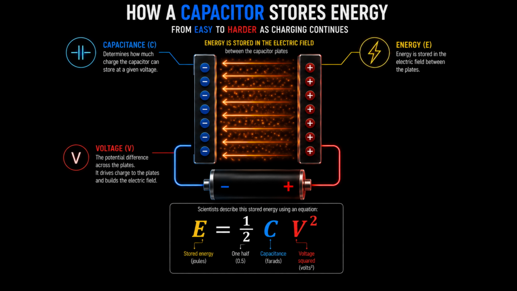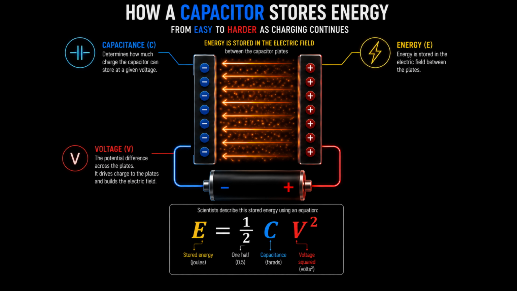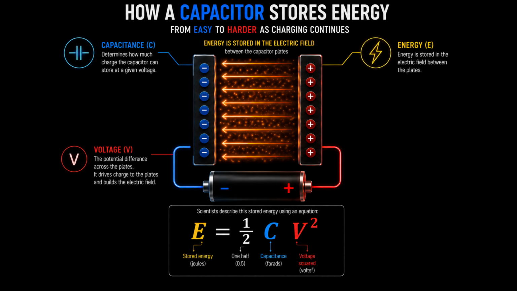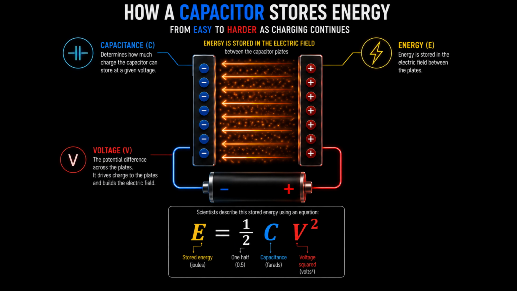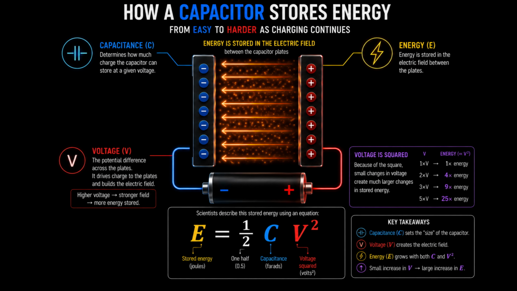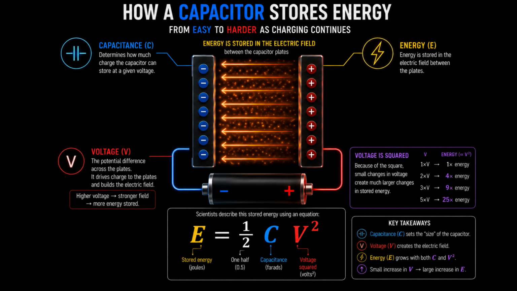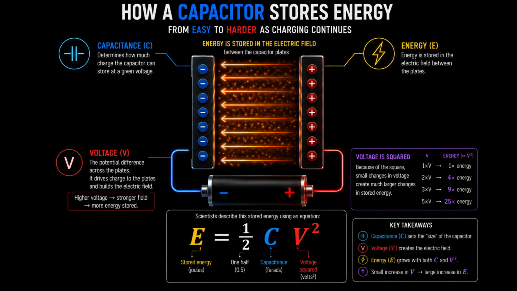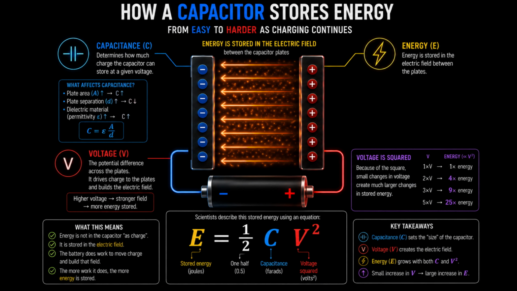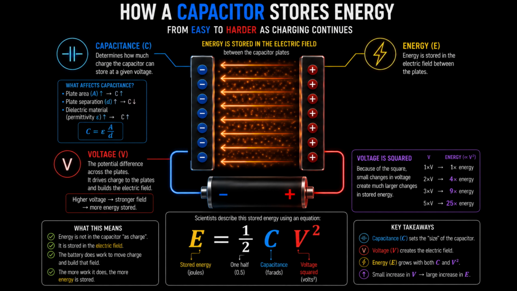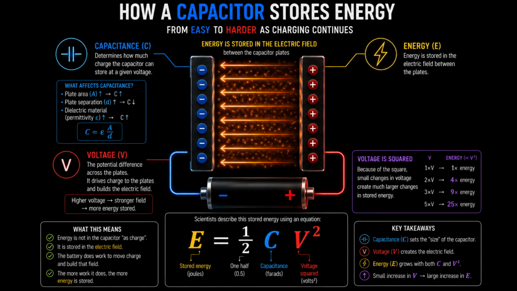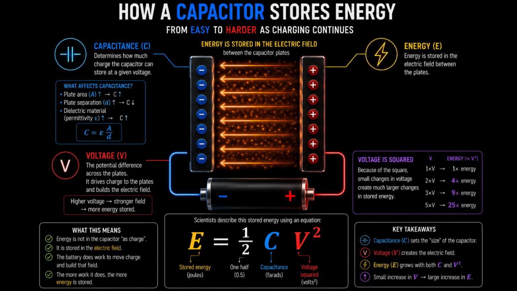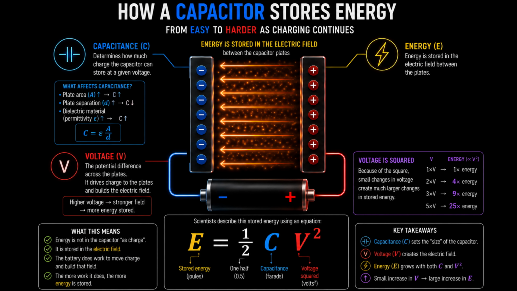Scientists describe the stored energy using an equation. Stored energy equals 1/2 multiplied by capacitance multiplied by voltage squared. One detail matters a lot here. Voltage is squared. That means changes in voltage can create much larger changes in stored energy. A small increase in voltage can produce a surprisingly large increase in stored energy. This idea becomes extremely important in real systems.